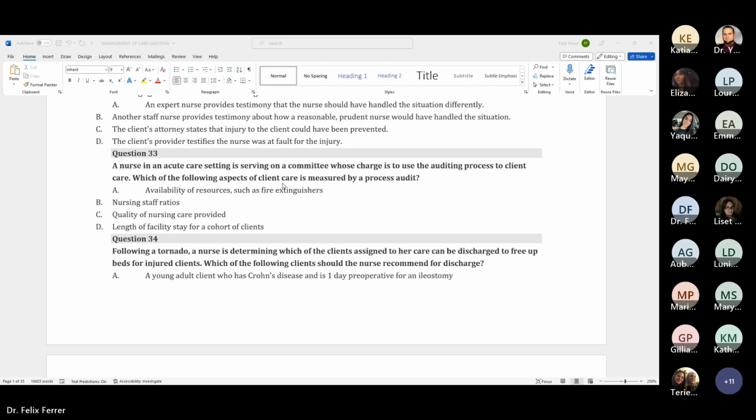C. For me it is D. Plan of the facility stay and cohort client. Acute is C, the quality of nursing care provided. Because that process evaluates the quality of care that the nurse provides, and also determines if the nursing care is consistent with established policy, if they are following the policies. Yeah, it's letter C.